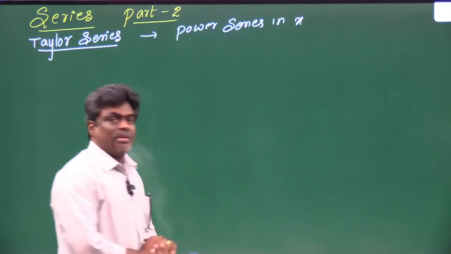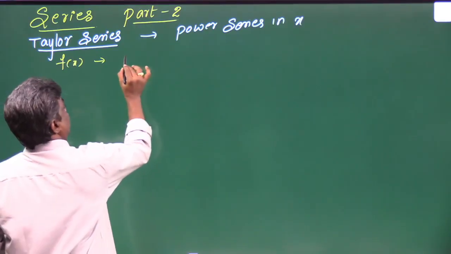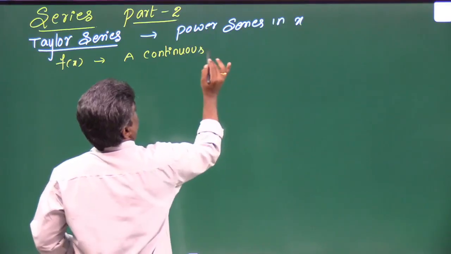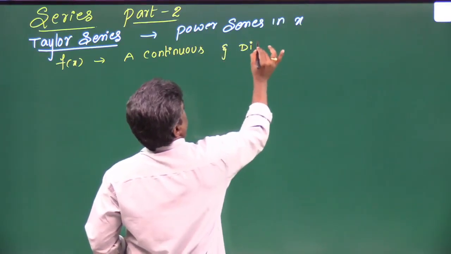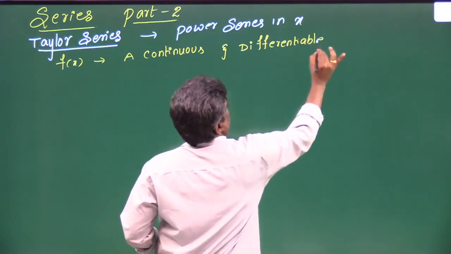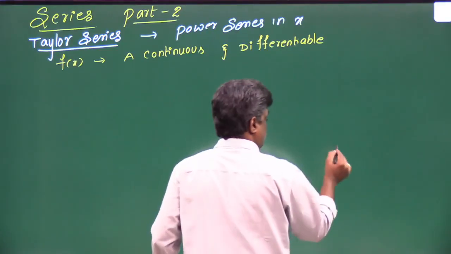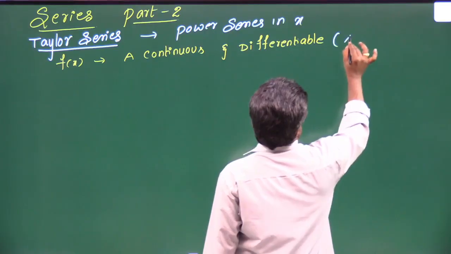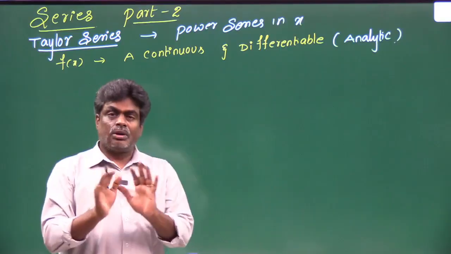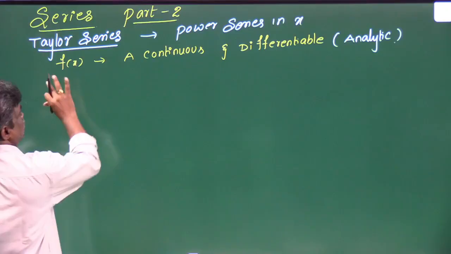So here we have a function. Let us take f of x. f of x is a continuous and differentiable function. That means it is a well behaved or well defined function. We can sometimes say analytic function also. So everywhere in the domain the function is well behaved or well defined. That's good. Then we can expand this power series.